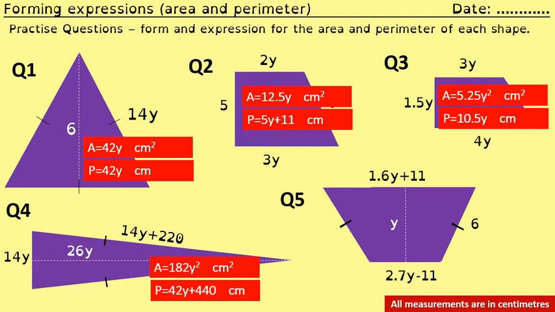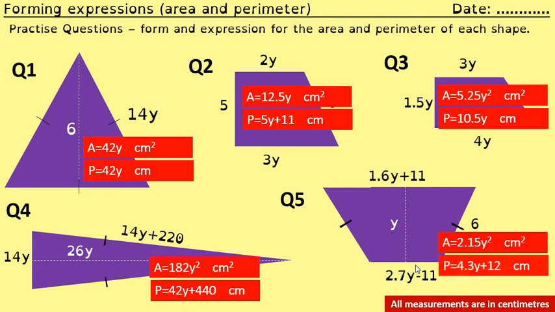Yeah, 4.3y. We then need to multiply that by the height, which is y, so 4.3y squared, and then multiply that by a half. So we get 2.15y squared centimetres squared for the area. For the perimeter, we are adding all the outside edges, which means the y here is not included, and that gives us 4.3y plus 12 centimetres.